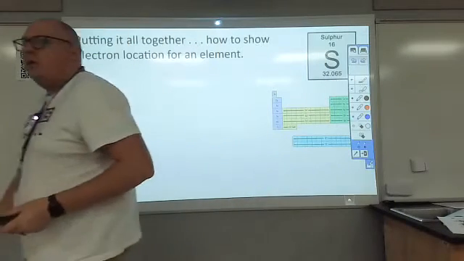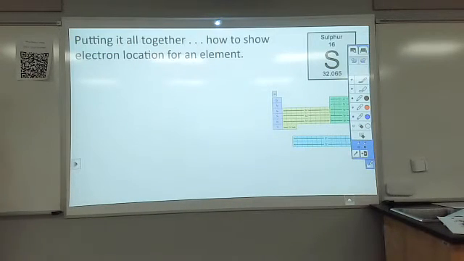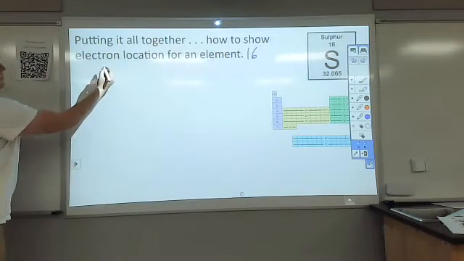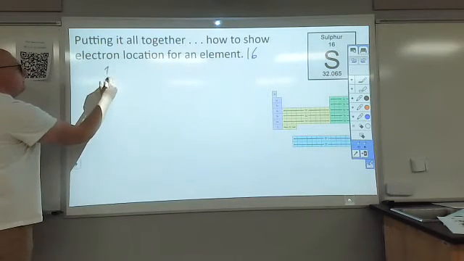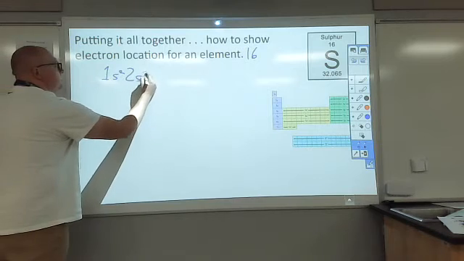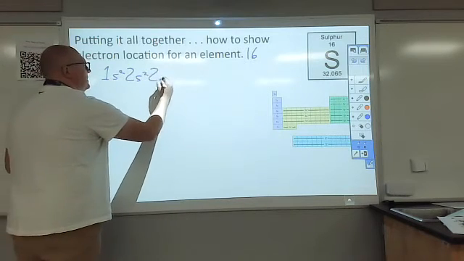Okay, last one I want you to do, or at least walk me through, is sulfur. Find sulfur. How many total electrons? 16. Okay. Tell me what to do. 1s2, 2s2, 2p6.